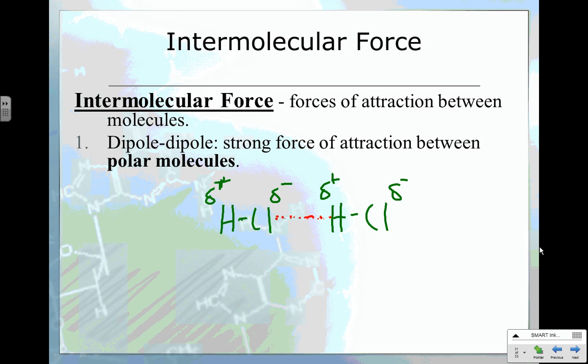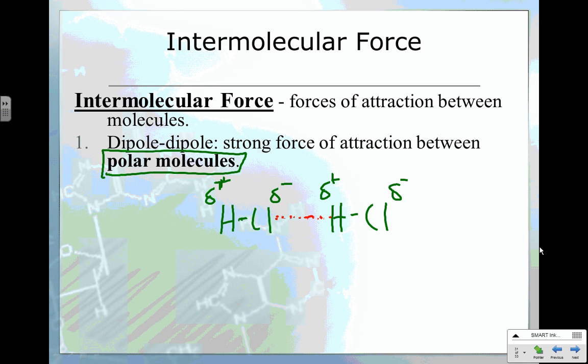So the type of attraction in between affects how our molecule behaves in the real world. Boiling point, melting point, evaporation rate, solubility, tons of things can be affected by whether a molecule is polar or nonpolar. So polar molecules, and that's our key here. If we have a polar molecule, chances are the attraction between our polar molecules is an attraction between two dipoles.